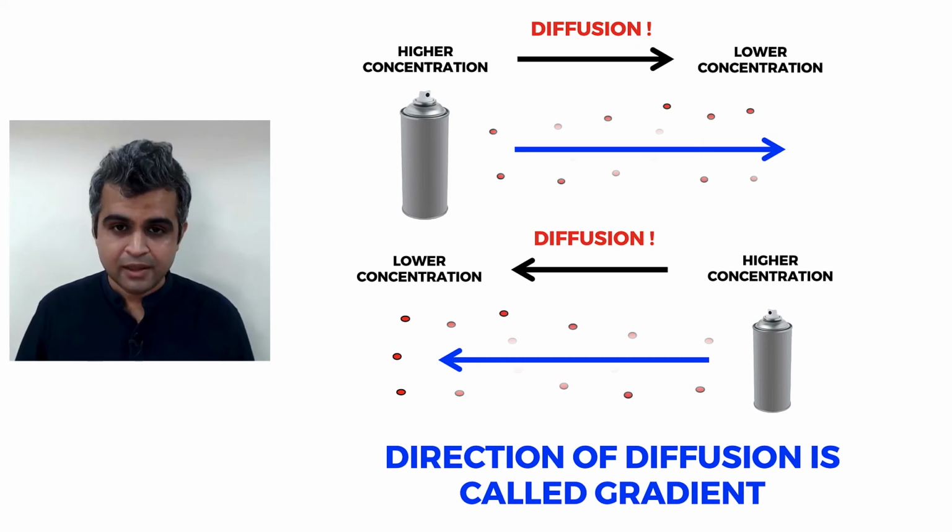So once again, diffusion is the movement of molecules from their higher concentration to their lower concentration, and the direction in which it is going, right to left, up to down, down to up, that direction is going to be called gradient. So gradient is always the molecules going from their higher concentration to their lower concentration. Okay, so I hope that this is now very clear to you.